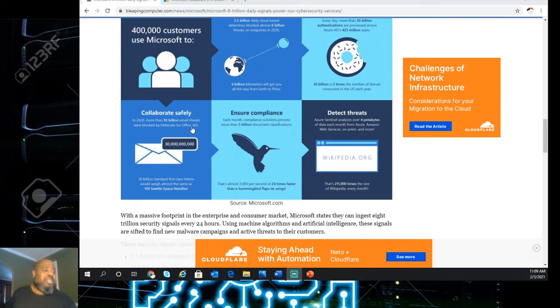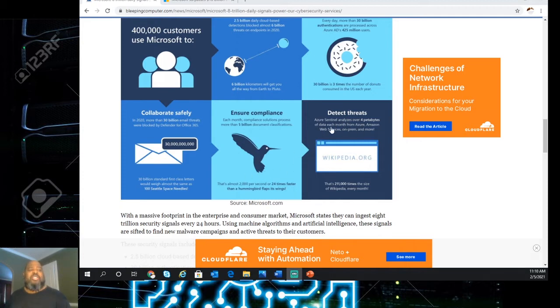More than 30 billion email threats were blocked by Defender. Each month, compliance solutions process more than 5 billion documents for classification. So as a business, you need to classify your documents. I used to work for the Department of Defense, so we had high, medium, and low security, top secret, confidential. Those are different ways to classify your documents.